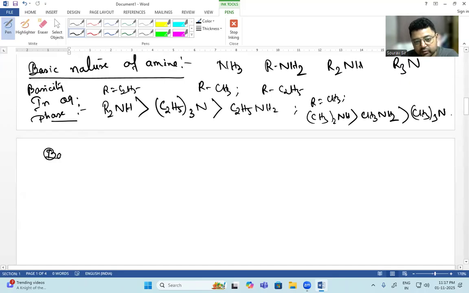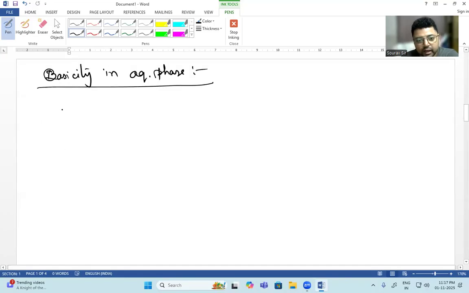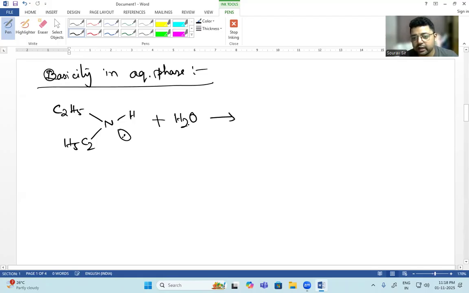So basicity in aqueous phase means, suppose we are dealing with C2H5. You have N, you have again C2H5, and you have H, one hydrogen, along with a lone pair. Now, when I put this in water, in aqueous phase, as we all know water shows its hydrogen bonding nature.